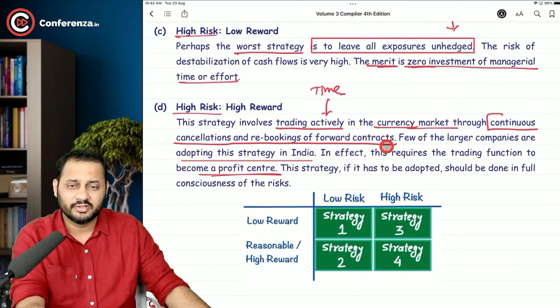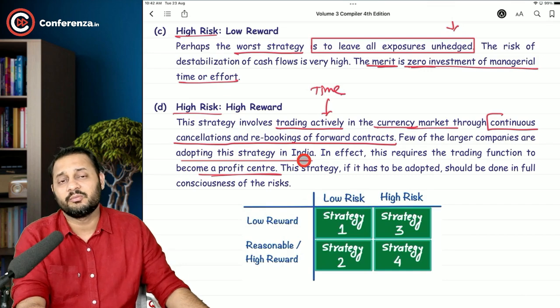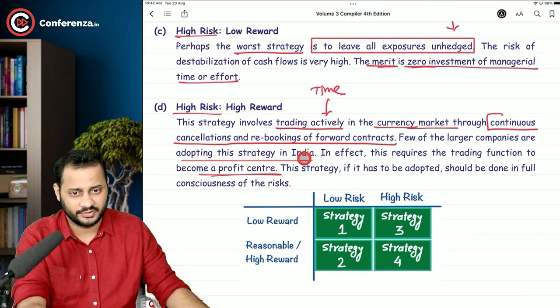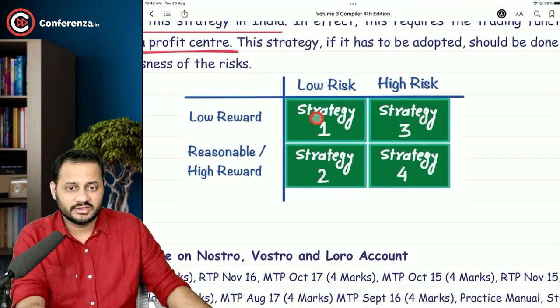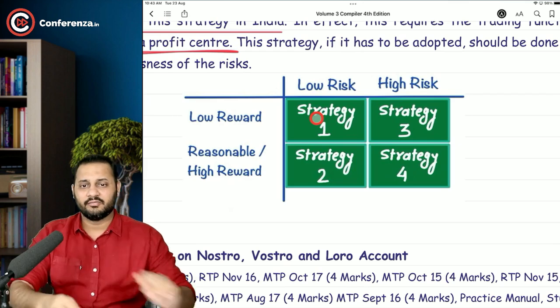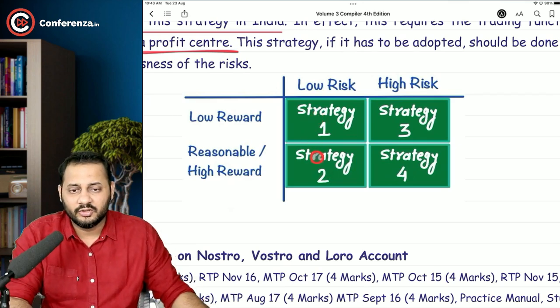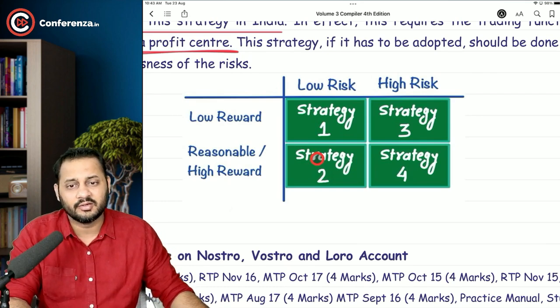So these are some words that you need to remember, whichever I have underlined, in order to find out which type of strategy is being followed in the question. So do you get that? See, this strategy is low risk, low reward. And just below that, we can say that low risk, reasonable reward. Low risk, reasonable reward. And here it is high risk.